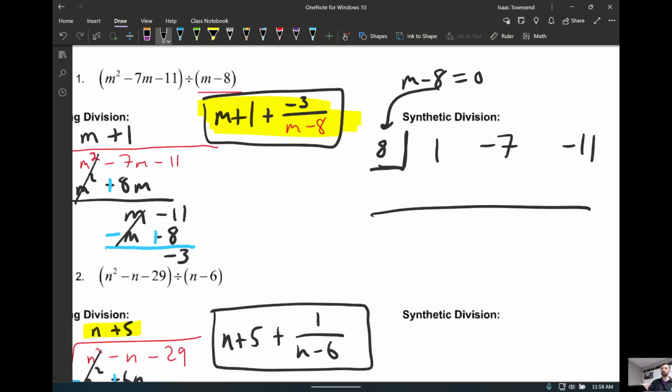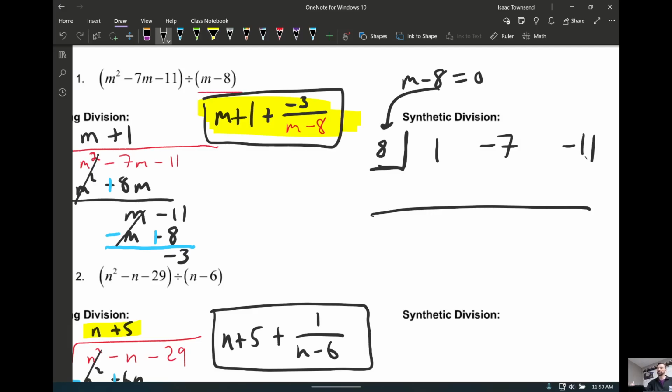If these were not in order, you would need to put them in order. If there was no m's, you better put a 0 for m's. Everything has to be in its right place. I've got 1m squared, negative 7m's, and a constant of negative 11. So a little more to its setup, but its algorithm is a little bit easier for students. And this one's much quicker, so make sure you're paying attention here, or you're going to miss the whole thing.